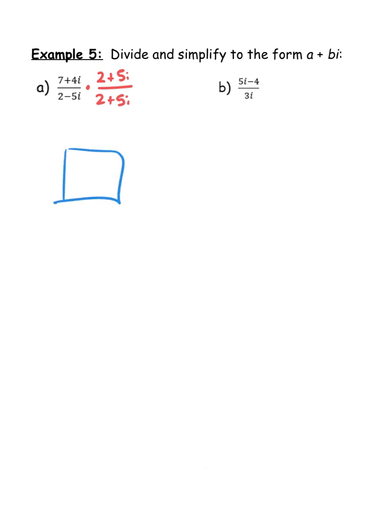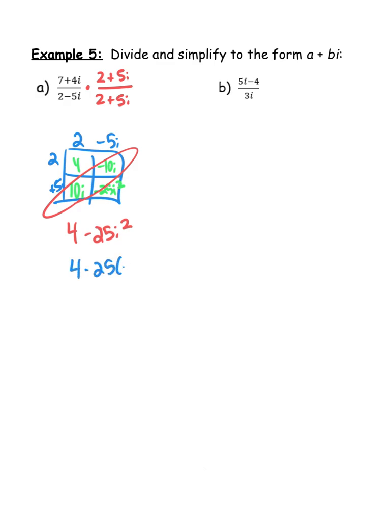So if I go ahead and do my box of the bottom term, because look, this is difference of squares, right? Then I get a 4, I get minus 10i, I get plus 10i, and then I get a minus 25i squared. And what happens here, these guys cancel out, minus 25i squared, which becomes 4 minus 25 times negative 1, which is 4 plus 25, which is 29. So now my new denominator is 29.